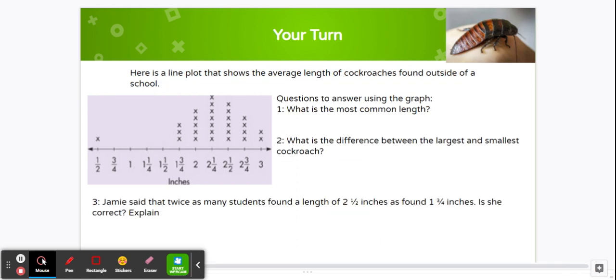What's the most common length? What's the difference between the largest and smallest cockroach? And we have a challenge question here that says, Jamie said that twice as many students found a length of 2.5 inches as found 1 3/4 inches. Is she correct? So make sure when it says explain, we do some explaining as to why we think our answer is what it is.